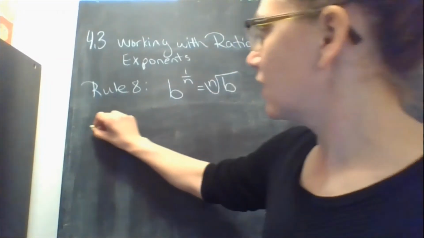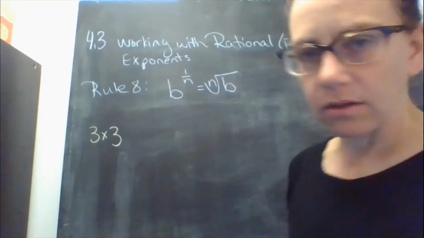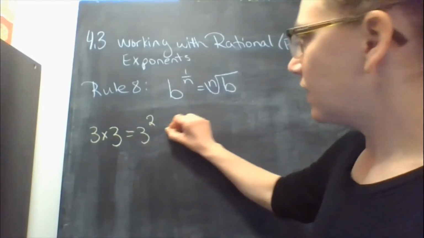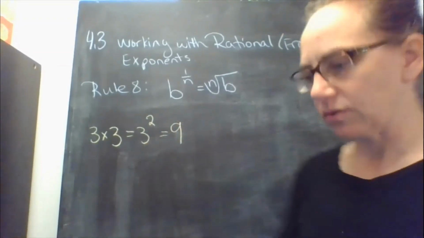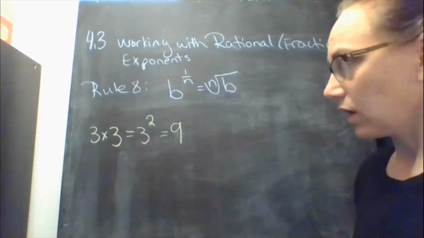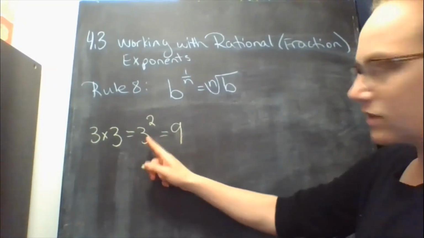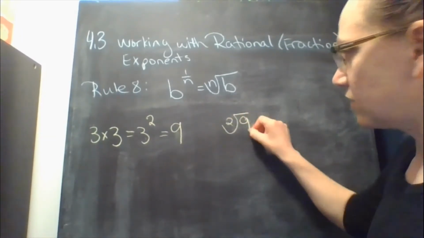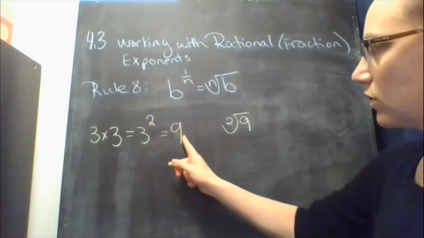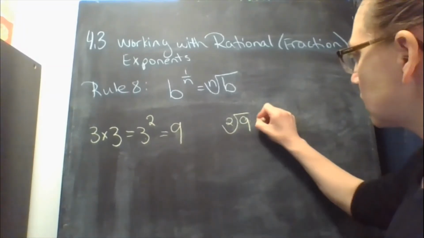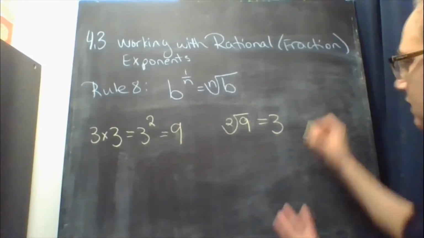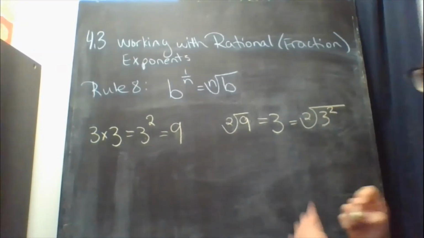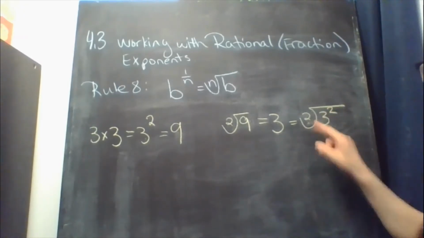Well, let's say I have 3 times 3. That's the same thing as saying 3 squared, and 3 squared is equal to 9. And you know from previous years and from earlier this year that when I take the square root of 9, I get 3. And why is that? Because you're taking the square root of 3 squared.